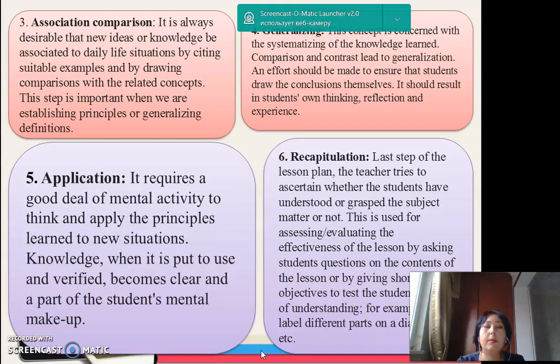And the sixth stage is recapitulation. In this last step of the lesson plan, the teacher tries to ascertain whether the students have understood and grasped the subject matter or not. This is used for assessing and evaluating the effectiveness of the lesson by asking students questions on the content of the lesson or by giving short objectives to state the student's level of understanding, for example, to label different parts on a diagram.